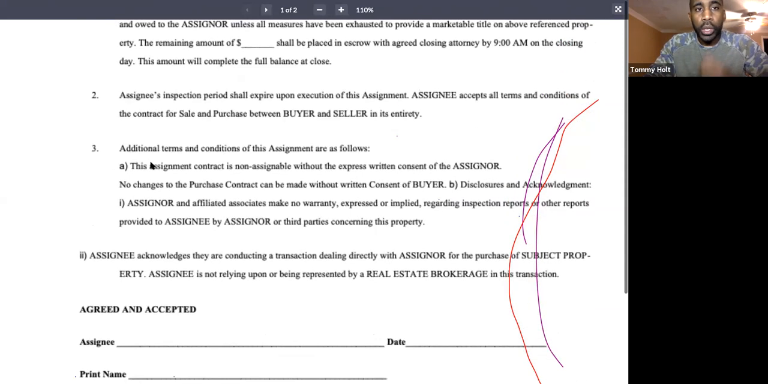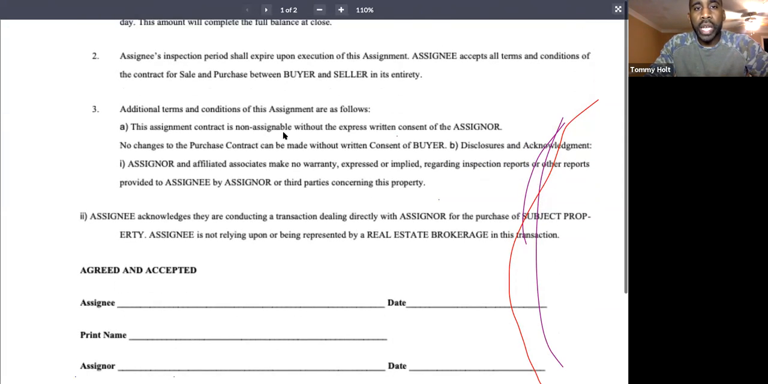This is why I don't care about telling them, but this is why you have to qualify your buyers as well. Additional terms and conditions of this assignment are as follows. This assignment contract is non-assignable without the express written consent of the assignor. This is big. Why? Because you will have people daisy chaining. Everybody heard of the word daisy chaining, right? Where wholesalers go ahead and I tack on 5,000, then Brenda tacks on 5,000, then Toya tacks on 5,000, and David finally tacks on 5,000. Next thing you know, the contract is worthless. No one can do that, so you've got to make sure this is in here. No changes to the purchase contract can be made without the written consent of the buyer.